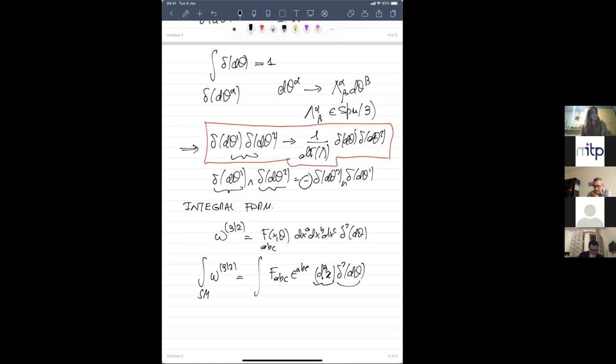Then here I'm extracting the top form with respect to the bosonic variables. And then I'm left with the Berezin integral and with the Lebesgue integral. So the final result will be some derivative of this function, epsilon ABC, and then finally I have my Riemann-Lebesgue integral at the end. That gives you a number or a function, depending on what you are doing, but which is completely consistent with all requirements. Now, what is actually very interesting is that this object I wrote here, this omega 3 form, is now a top form in the supermanifold.